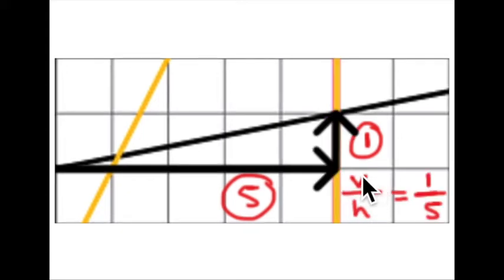So not increasing very fast, a small slope, a slope of 1/5. So how much is the vertical length changing compared to the horizontal length? It's 1 for every 5 units of horizontal length. Not very big.